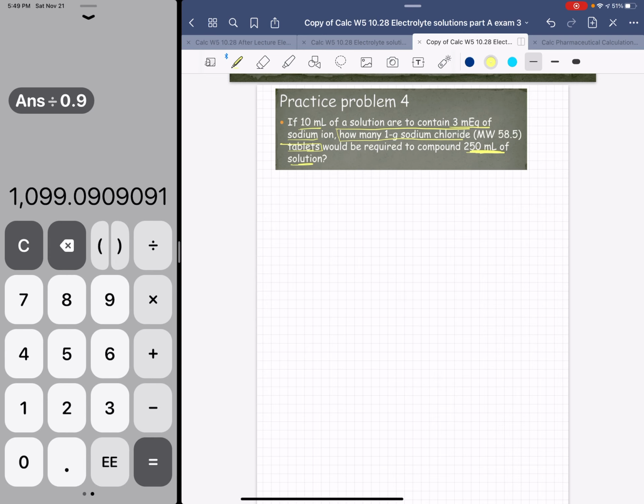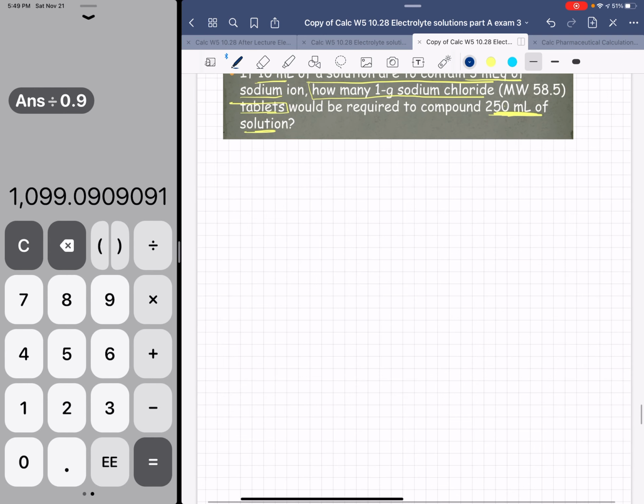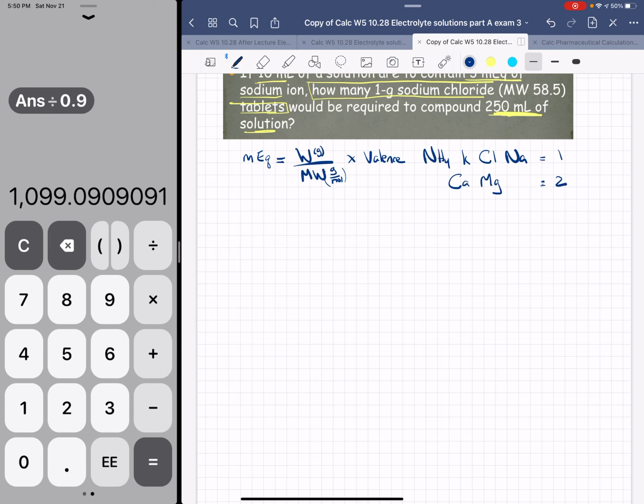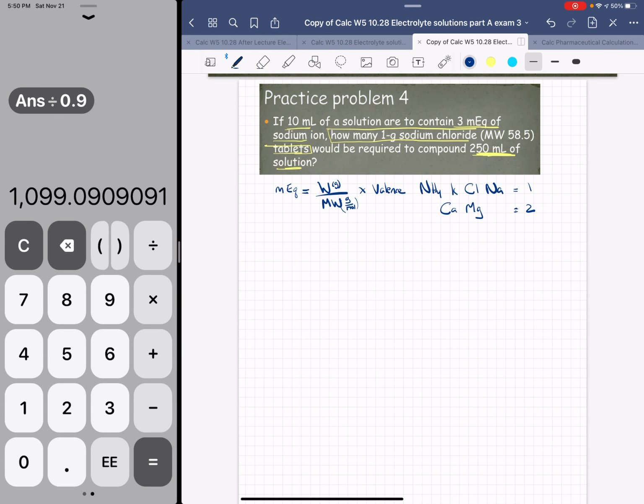Okay, so again, we are working with milliequivalents. Don't get tired of me saying this, but every time I see milliequivalents, I'm going to remind myself, the more I write it, the more I will know it. Milliequivalents is equal to weight in grams divided by molecular weight, grams per mole, times valence. Our special valence isotopes will be ammonium, potassium, chloride, and sodium. Those will all have a valence of 1. Calcium and magnesium will have a valence of 2. Yes, I know these. I know them because I write them every time.